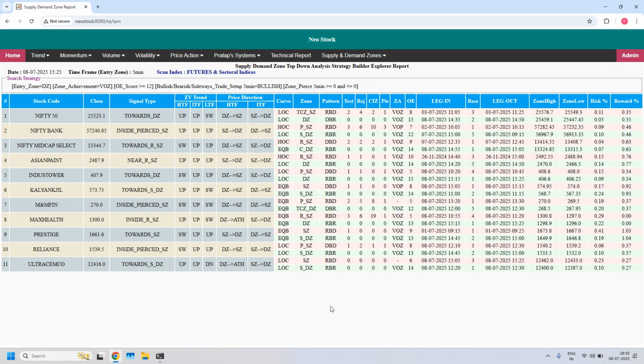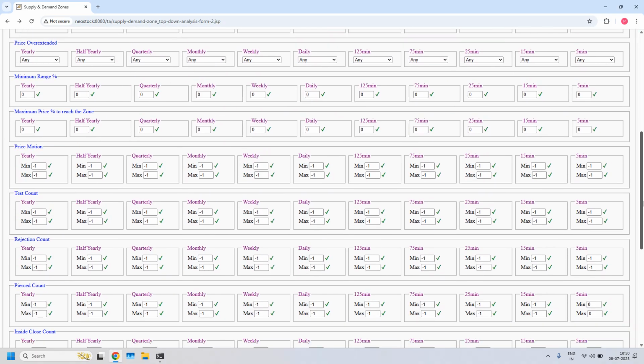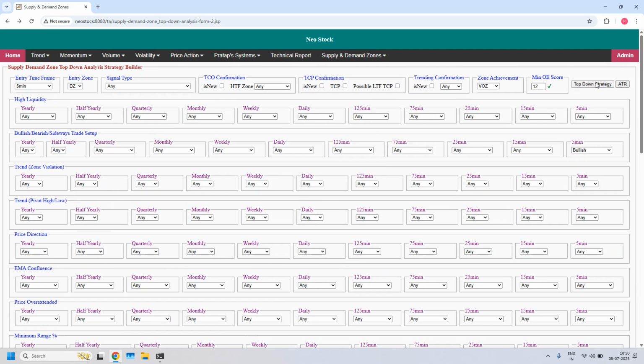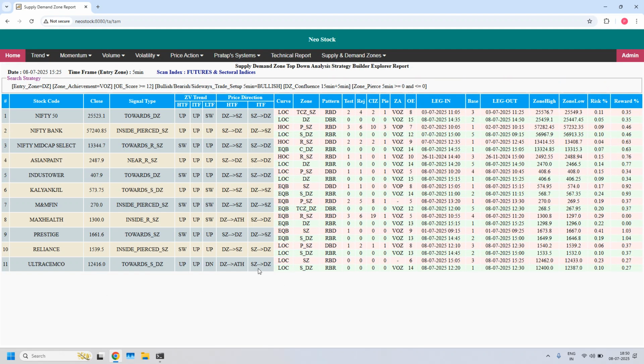Out of these 11, we can further filter based on zone confluence. First filter is 5 minutes and 15 minutes demand zone confluence. Enable the filter. We got all 11 stocks. 5 minutes demand zones overlapped with 15 minutes demand zone, and the 15 minutes ITF trend is up.